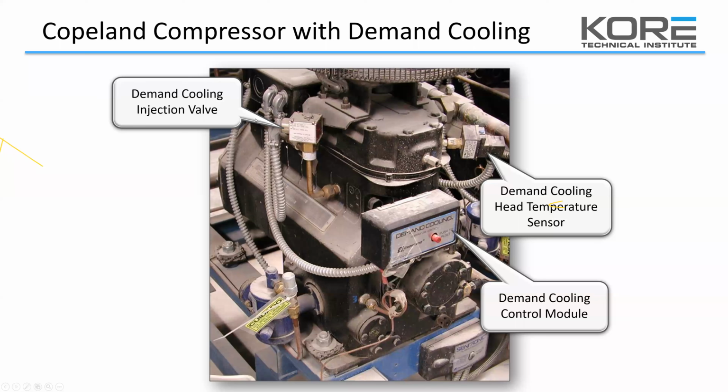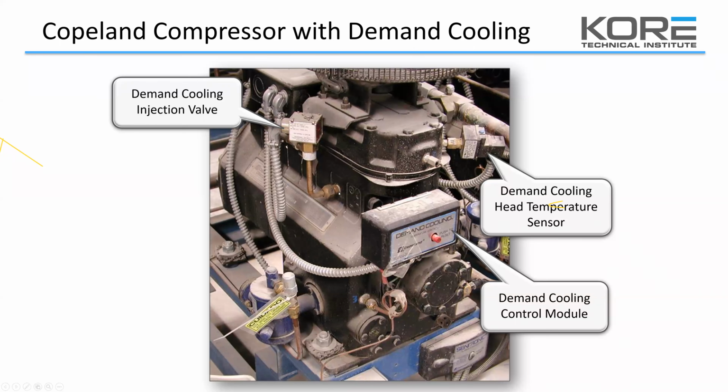So the demand cooling injection valve here that you see on the side of the compressor is nothing more than a liquid line solenoid with a metered orifice. So when it's open, it can only blow a specific amount of refrigerant in. It's not like it's dumping a full 3/8 inch flow of liquid in there. It's actually just spraying a small amount of liquid mist into the compressor, and it just injects it right directly into the suction port inside the casting of the compressor.